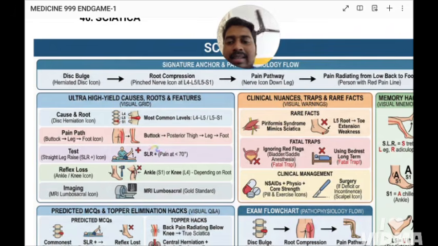Then pain gets radiated through this part, and one test which actually differentiates is the straight leg raising test. When the leg is raised like this, straight, there will be pain at less than 70 degrees. This is 70 degrees, and only at less than that will there be pain. That is a diagnostic clue.